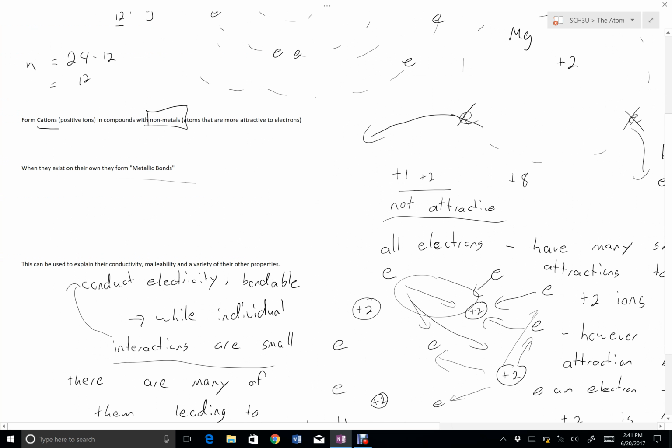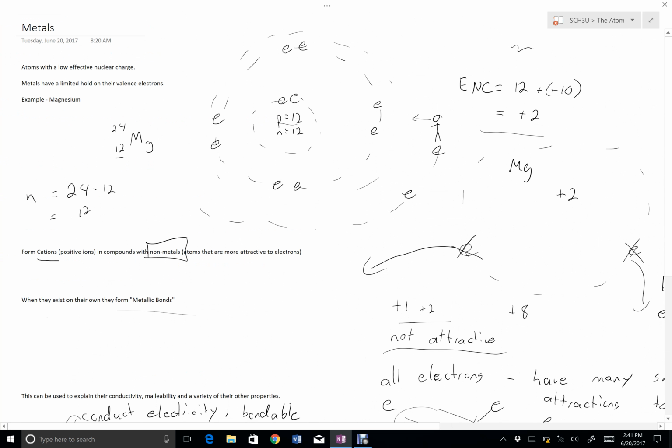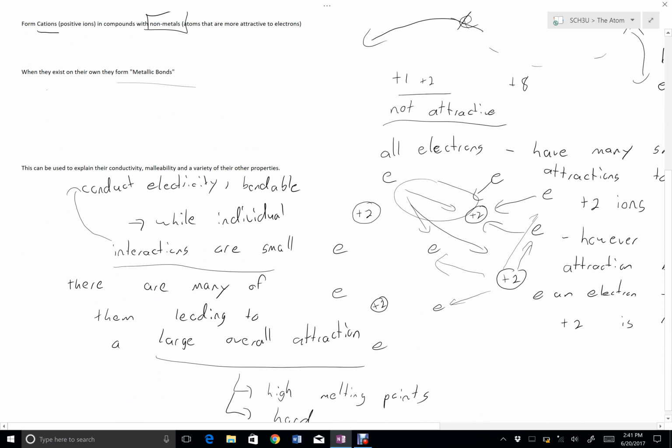So, if a nonmetal comes along and takes the electrons, then the low effective nuclear charge, or the low attraction for the electrons, means that the thing's going to form a cation, a positive ion. If there is no nonmetal to take it, then what they do is they all kick out their electrons and they all share them a little bit. They're not too attracted to any one atom, allowing them to conduct electricity or be bent. On the other hand, when we consider the overall interaction, the lots and lots of things interacting together, it makes it very hard to break up the material as a whole, and it makes the material hard, which leads to the high melting point and the hardness.